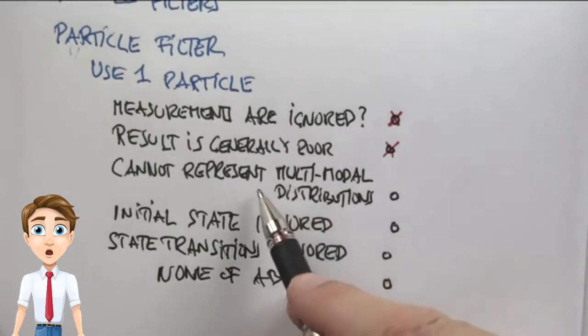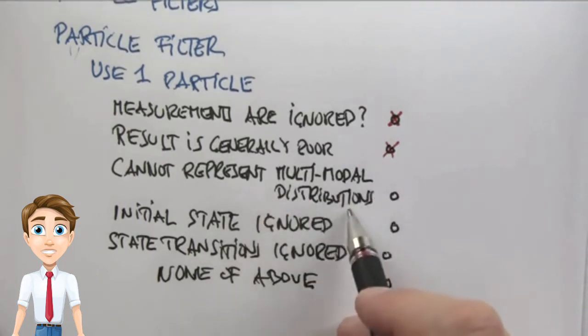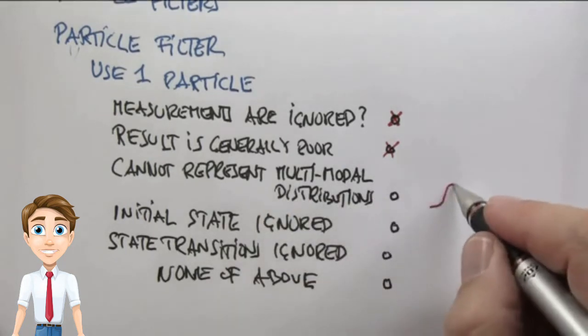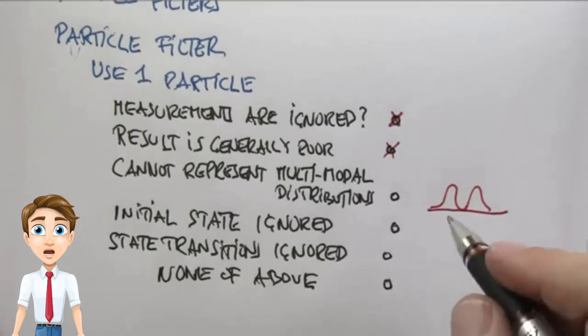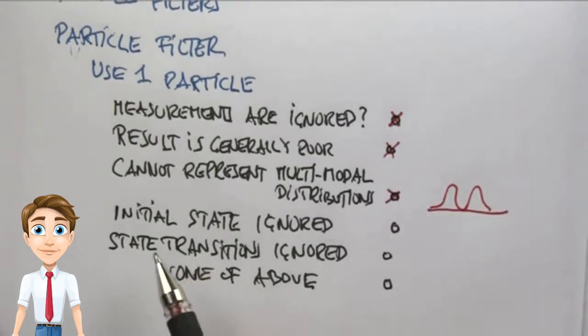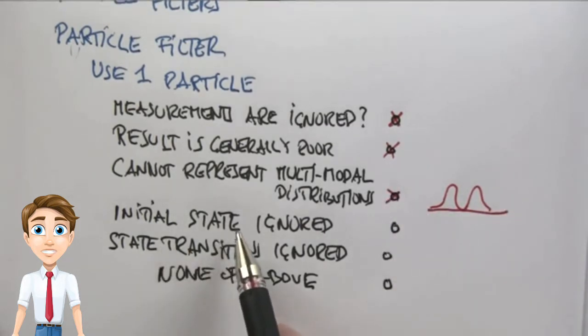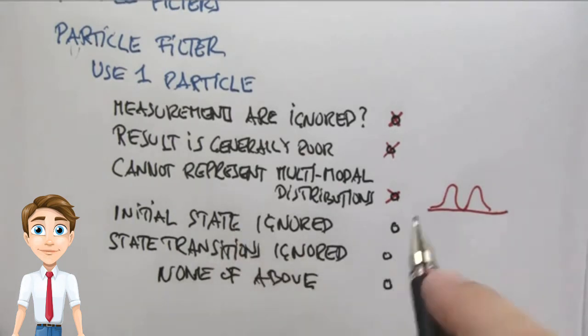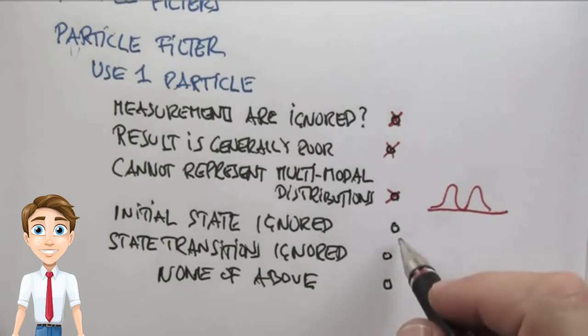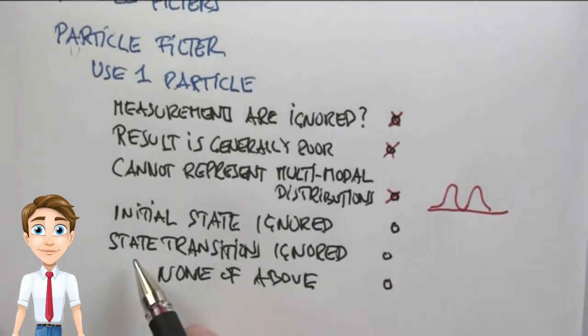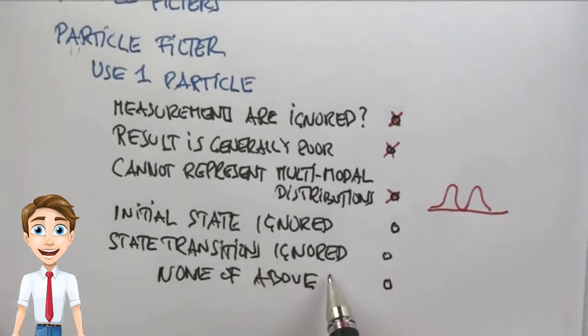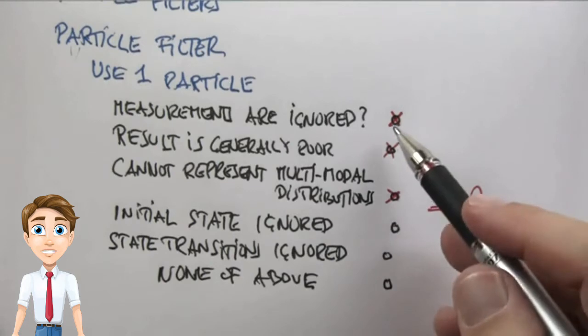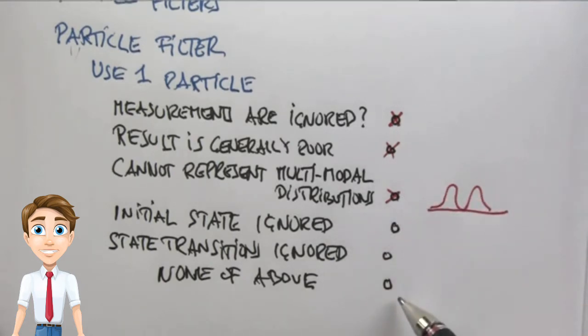Clearly, a single particle cannot represent a multimodal distribution, so it has multiple modes, like something like this over here, because it's just 1 particle, so this is actually correct. The initial state, if known, is not necessarily ignored. You might actually place the particle at the initial state, and it might consider it in the filtering result. The state transitions are also not ignored, because you will still propagate this particle forward according to the state transition, and because 3 of them are true, the final one isn't.